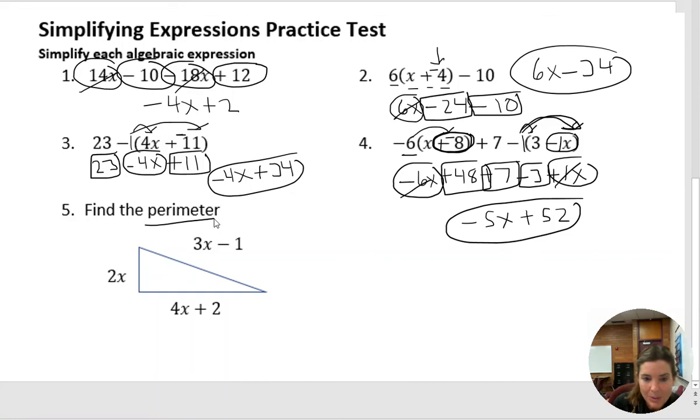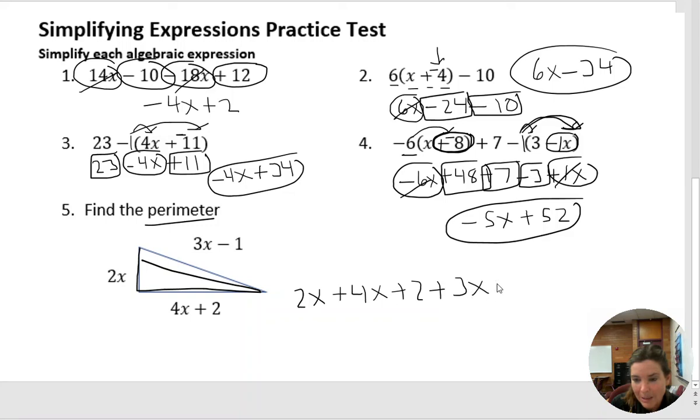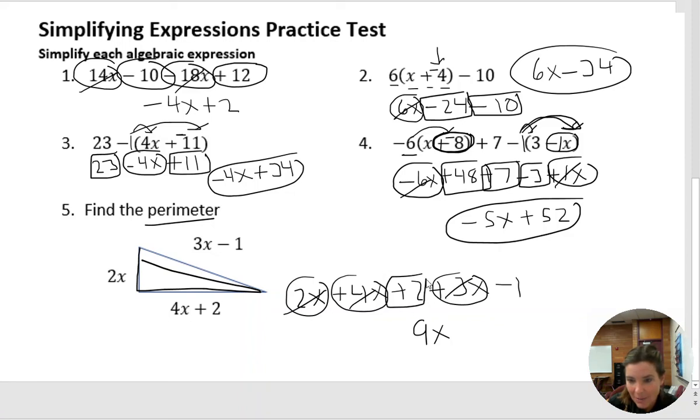And then on the last one, when you are finding the perimeter, it is the distance around the outside. So we have to add this with this. So our expression looks like this: 2x plus 4x plus 2 plus 3x minus 1. So a 2x and a 4x and a 3x, we can combine all of those because those are like terms. That's going to be a 9x. And then we have a positive 2 and a negative 1, which is going to be a positive 1.